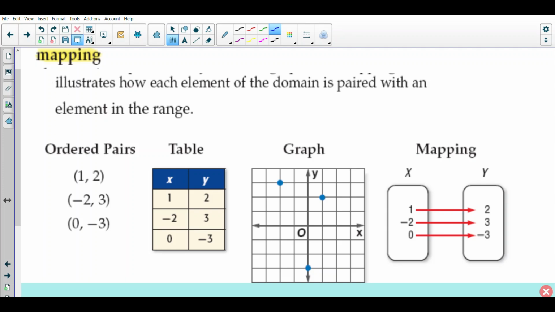So one is an ordered pair. That's the most common that we will use in math. 1, 2, -2, 3, 0, -3. In a table, your x's and your y's. For your x's, you have 1, -2, 0, and y's, you have 2, 3, -3. In a graph, we can see them all graphed accordingly on the x-axis and the y-axis. And then a mapping, we have two bubbles with the x's pointing to their corresponding y's.